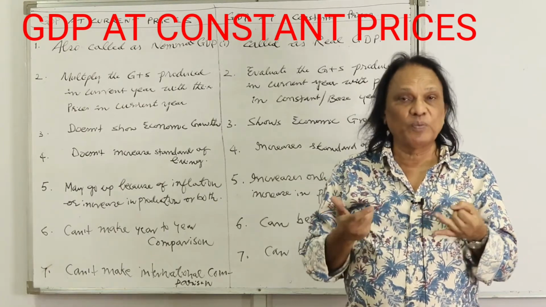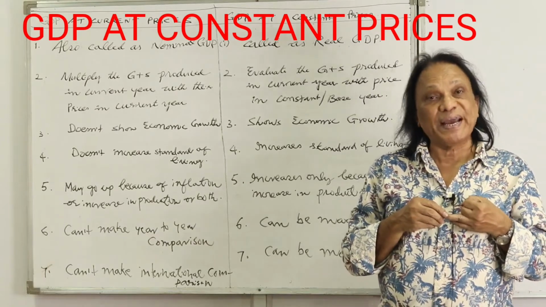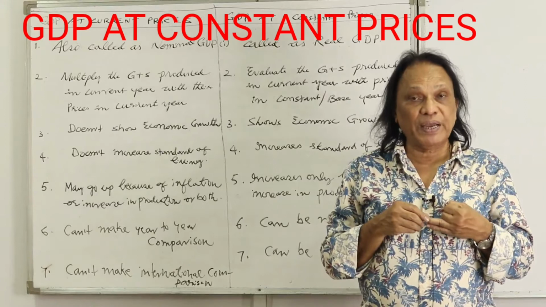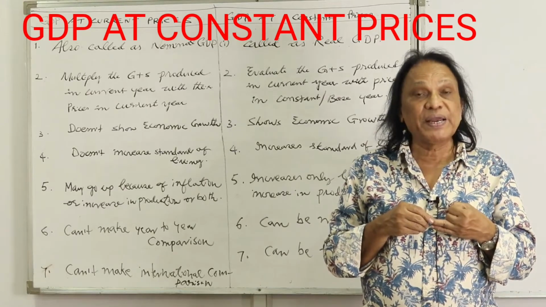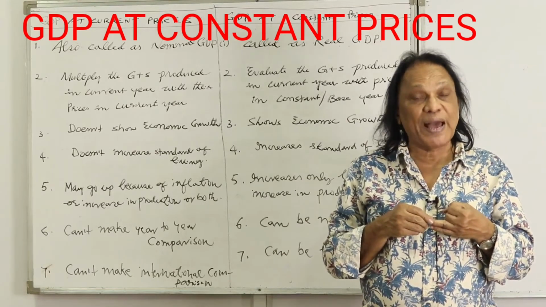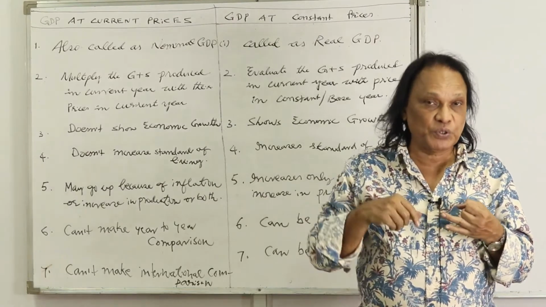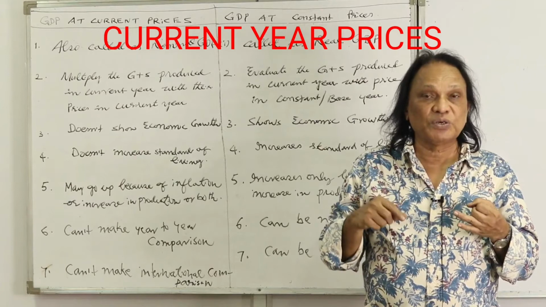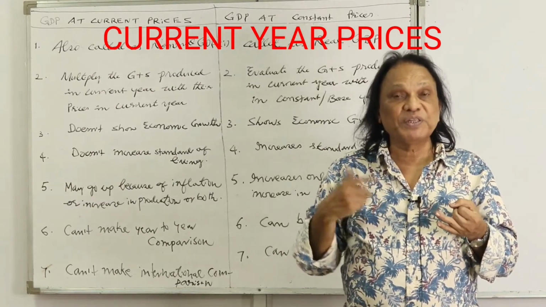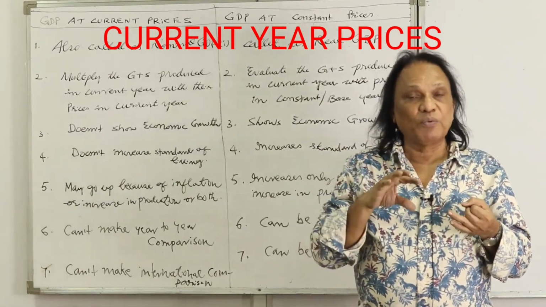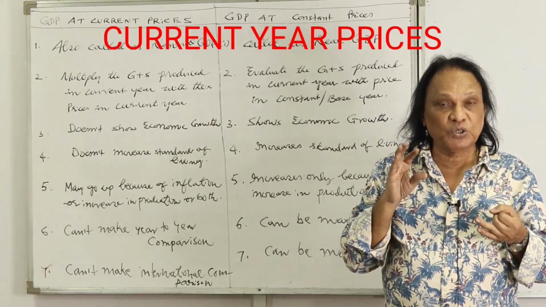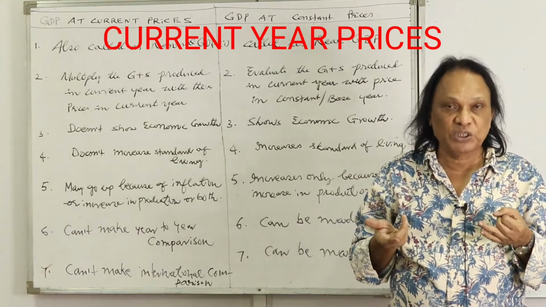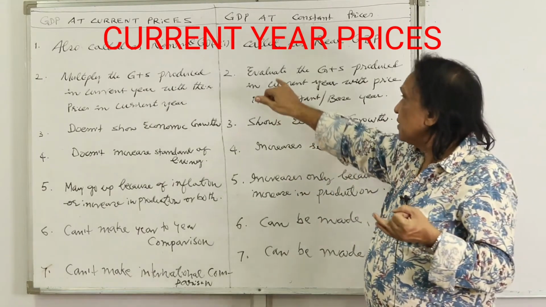Second point, I hope you recollect, we can find out nominal GDP or GDP at current prices by evaluating the value of goods and services produced in the current year with their prices. That is by multiplying the goods and services you produce this year with their prices. For example, the number of goods and services produced in 2020 multiplied with their prices in 2020 gives you nominal GDP.